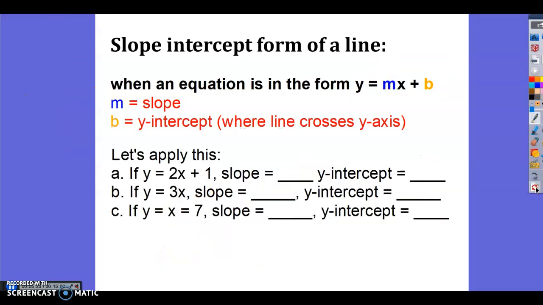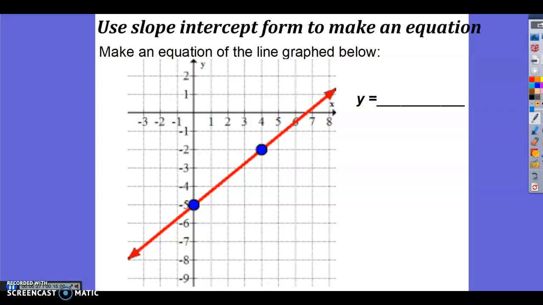Now let's take that same slope-intercept form of a line, and let's use that idea so that if we look at a graph, we could go backwards and make the equation of the line. So remember, to make an equation of a line, you need just two things.